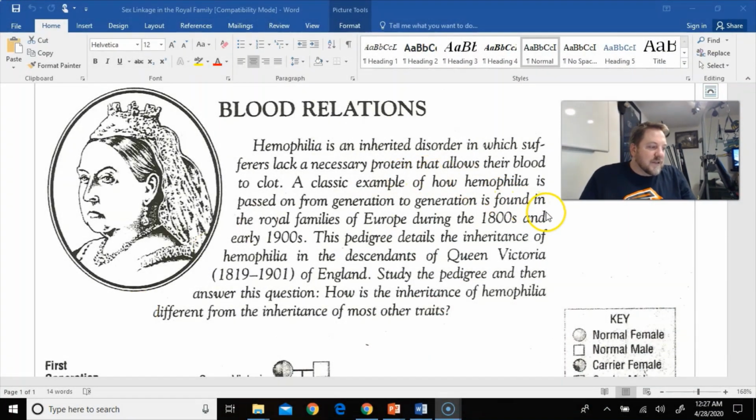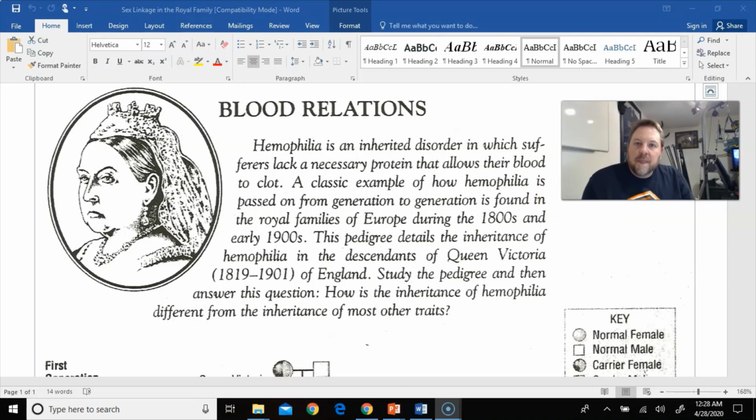So to introduce this, I like to look at the royal family pedigree here. Hemophilia is an inherited disorder in which sufferers lack a necessary protein that allows their blood to clot. A classic example of how hemophilia is passed from generation to generation is found in the royal families of Europe in the 1800s and 1900s. This pedigree details the inheritance of hemophilia in the descendants of Queen Victoria of England. Study the pedigree and then answer the question, how is the inheritance of hemophilia different than that of most traits?